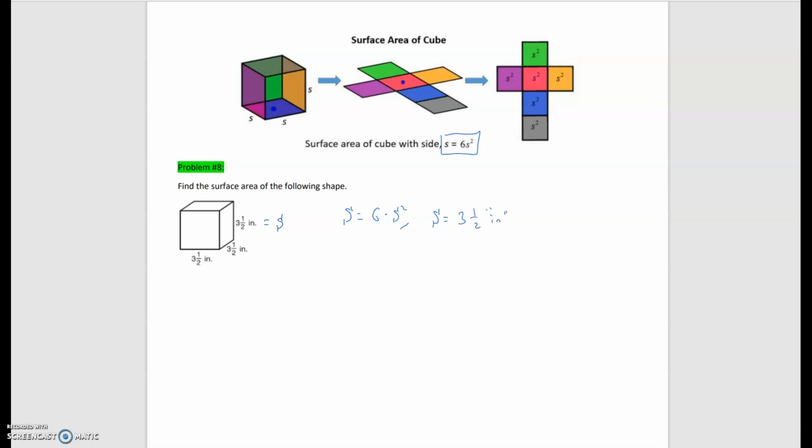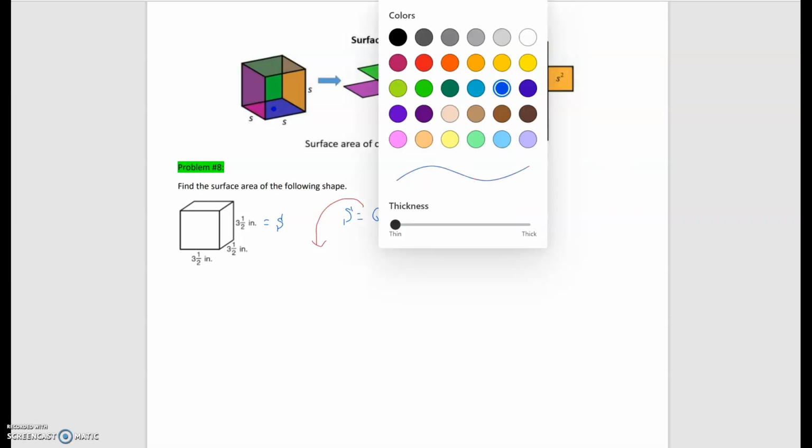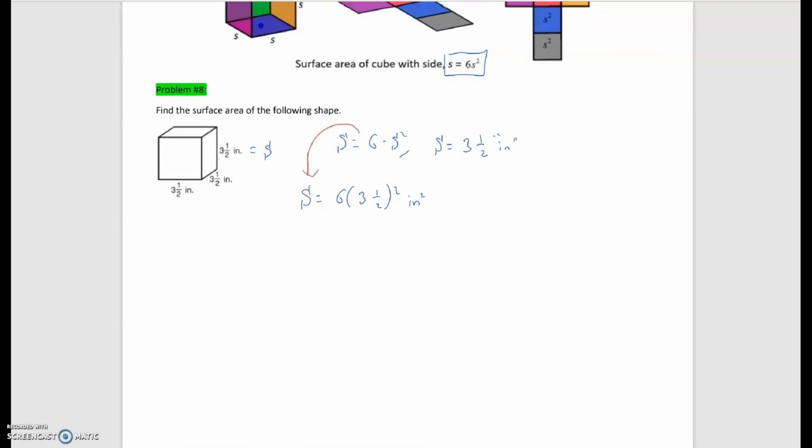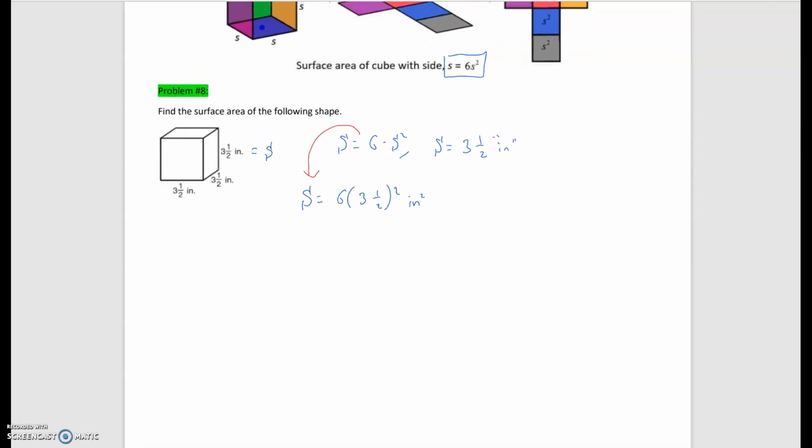And this one does have units. So we're simply going to evaluate the formula. And in this case, let me rewrite it as s is equal to 6 times 3 and 1/2 squared. And then let me just rewrite it as inches technically squared, since we're dealing with area. And just for this one, let me combine it as an improper fraction. So s is equal to 6 times 3 times 2 is 6 plus 1. This will be 7/2 squared, and then inches to the second.